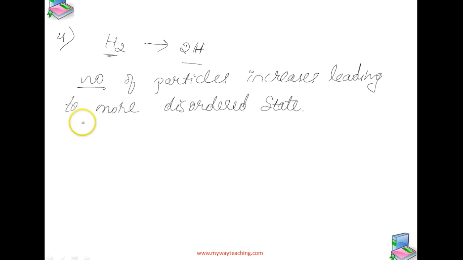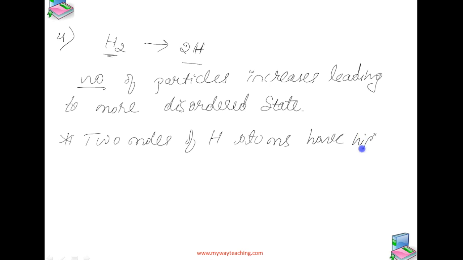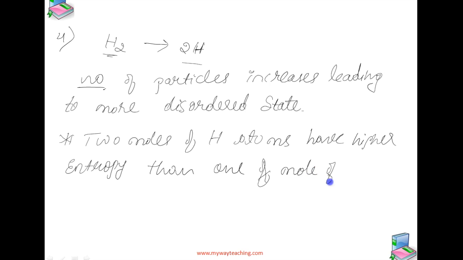Two moles of hydrogen atoms have higher entropy than 1 mole of dihydrogen molecule. Okay. So this is the fourth question answer.